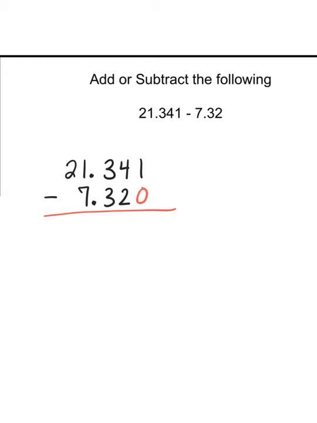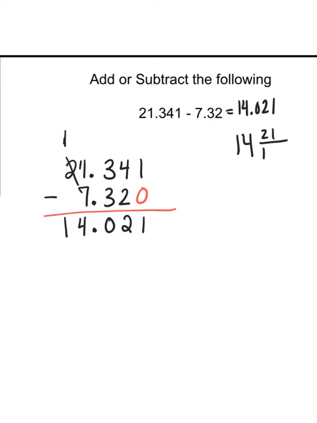All right, so 1 minus 0 is 1, 4 minus 2 is 2, 3 minus 3 is 0. All right, now I've got some borrowing. 11 minus 7 is 4, and then 1 minus 0. Whoops, oh my gosh. Let's try that again. 1 minus 0 is 1. So the difference between these two numbers is 14 and 21 thousandths, which interestingly, you can also write like this, 14 and 21 over 1,000.